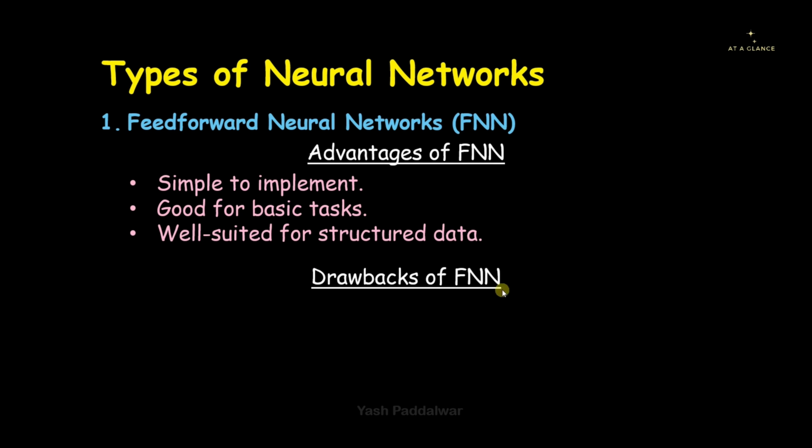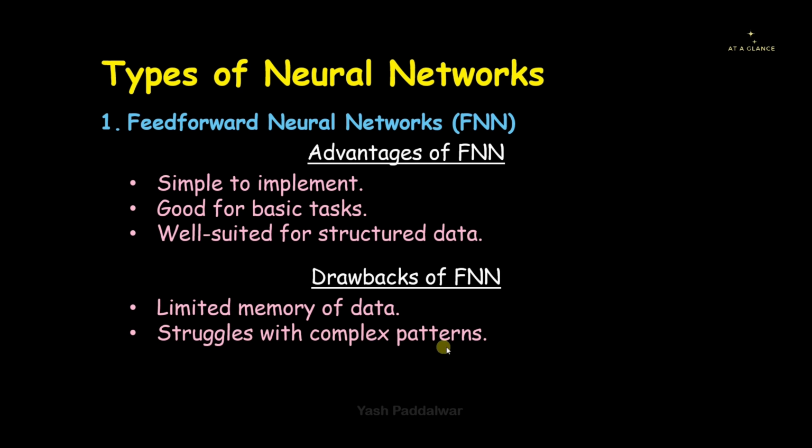Now let's see the drawbacks of FNN. The first drawback is that it has a limited memory of data. As we have seen, it has no special feature of storing the important features. That is why it has limited memory of data. This is the major drawback of FNN. As I already said, feed-forward neural networks are unidirectional, that is why it struggles to extract complex features or patterns from the data that is provided to it. Finally, it is not suitable for sequential data because it has a limited amount of memory to store the important patterns in a given long sequence.